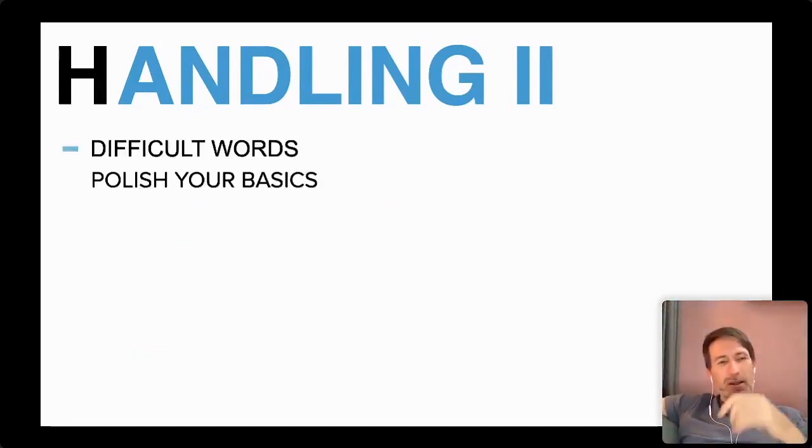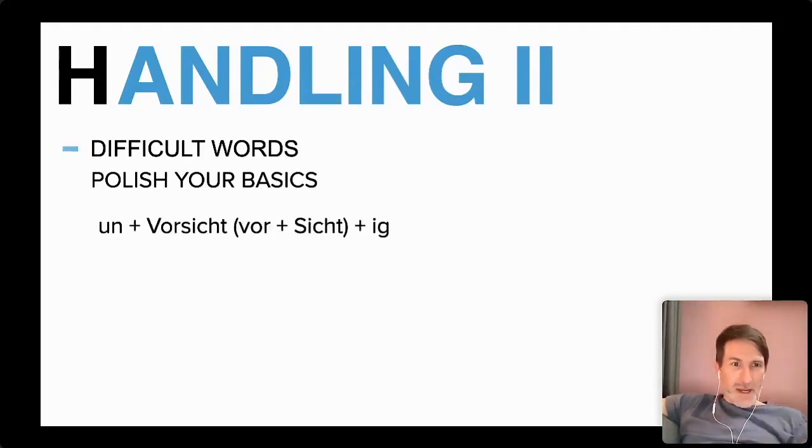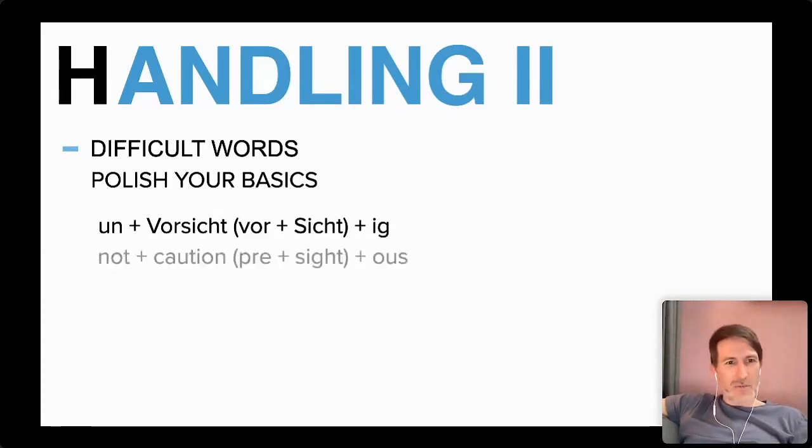Two more. It's important, if you have difficult words, you polish your basics. Let's take a look at this word again, unvorsichtig. It's easy to understand this word if you understand what vor means and Sicht. And if you understand that ig at the end means an adjective, means something that is -ly or -ful in English. And un means not. You might have already understood that.